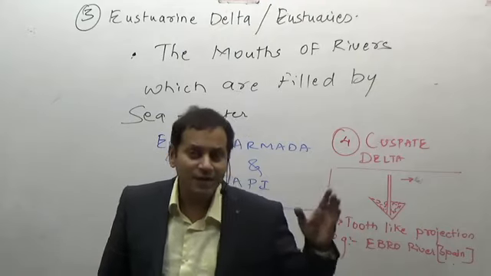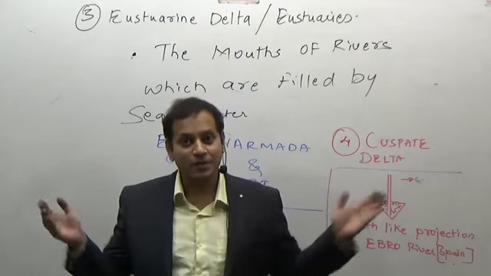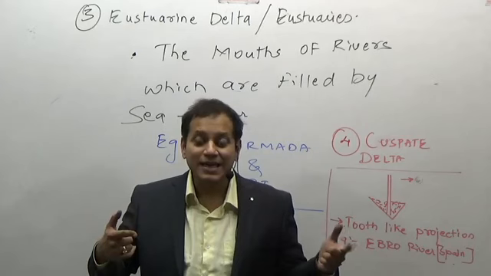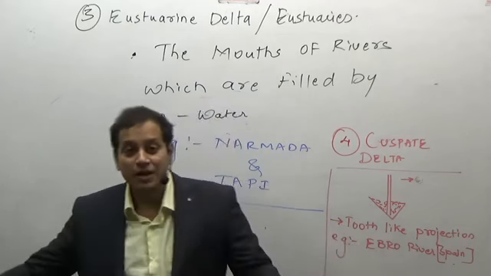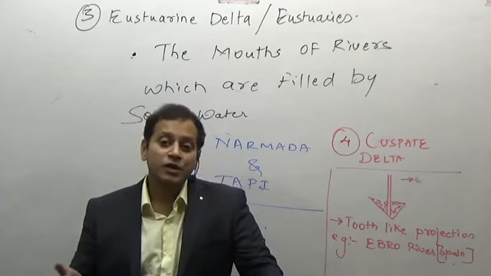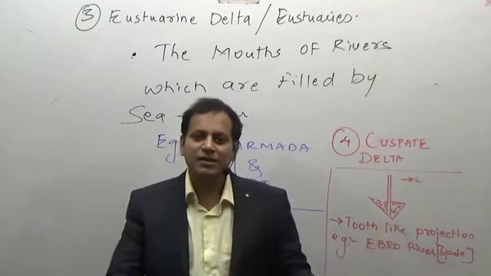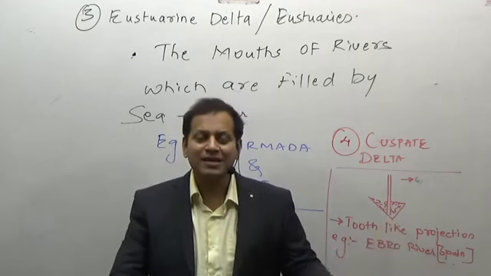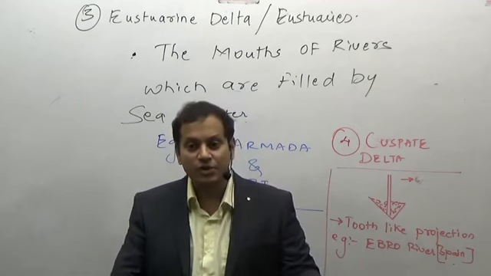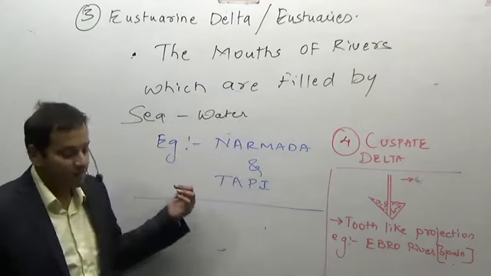So again remember, arc-like delta is arcuate delta. Finger-like delta is a linear delta, or a bird foot delta. For bird foot delta, I give you only one example, Mississippi. Tooth-like delta is only one river, the Ebro of Spain. Estuary is when the sea water enters the mouth of a river. We have one example, the Narmada and the Tapi river basin.